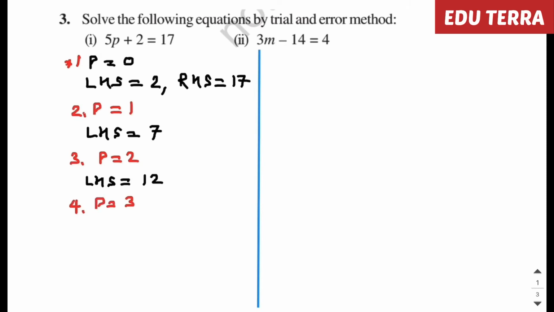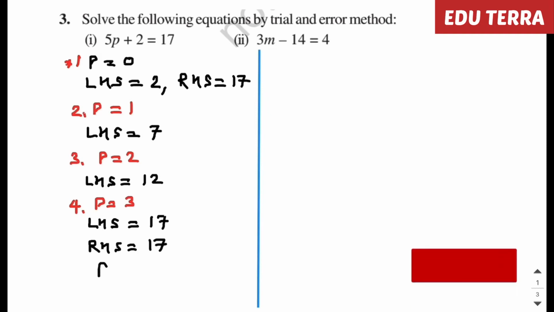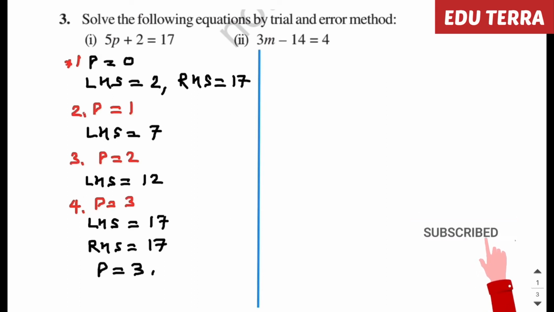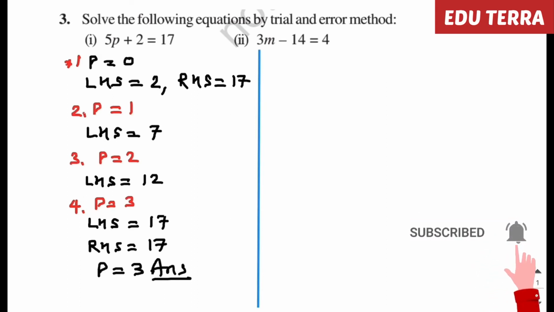So what is LHS? Substitute p equals 3 in the given equation. So 5 3s are 15 plus 2, 17. See, LHS is 17 and RHS is also 17. So the answer is p equals 3. This is our answer. Now for the second, similarly we will solve the second also.